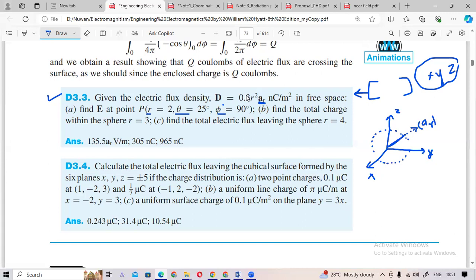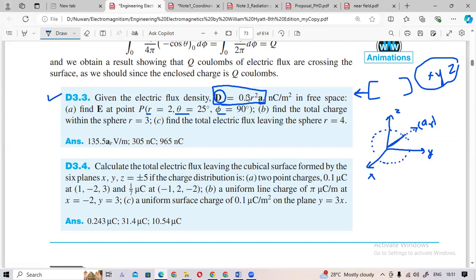So that is the area. This unit vector emphasizes the direction of this flux density D. It is along the radius, the R direction. That is also very important. You need to understand the direction of the flux density in free space.